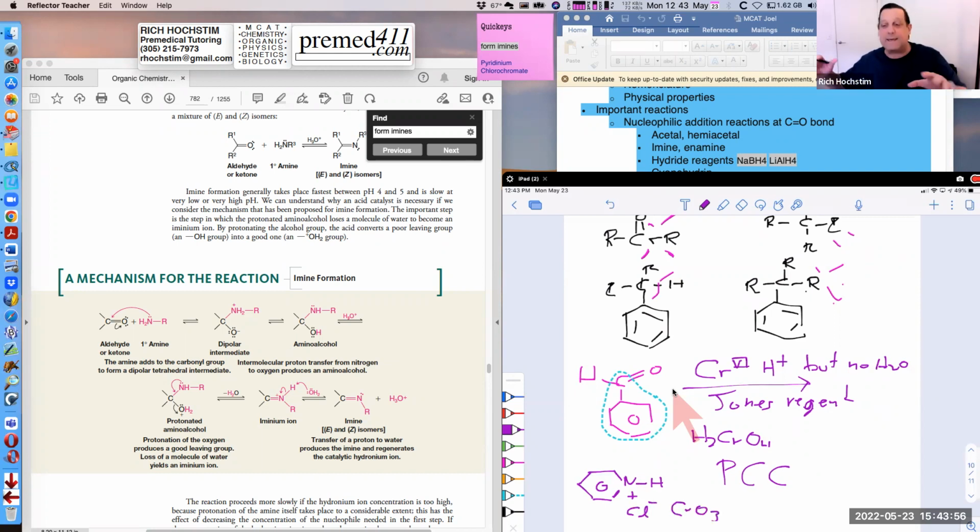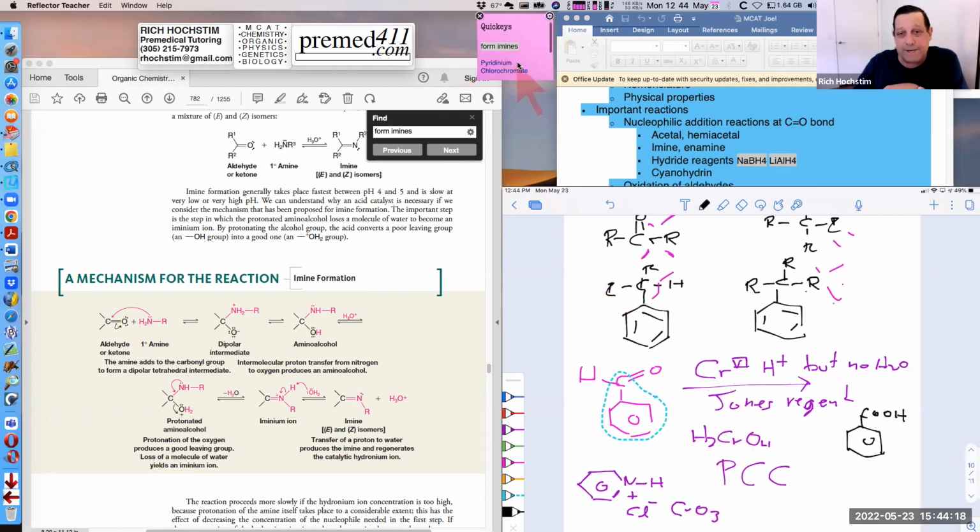Okay, so anything that has chromium in the 6th oxidation state, like we have here, without water being present, will basically take this aldehyde and convert it into the carboxylic acid. So that will turn it into this right over there. Okay. And that's this reaction here.